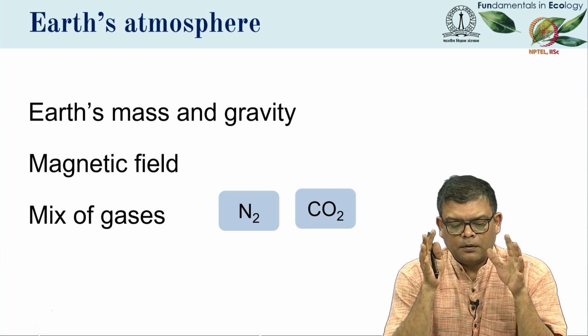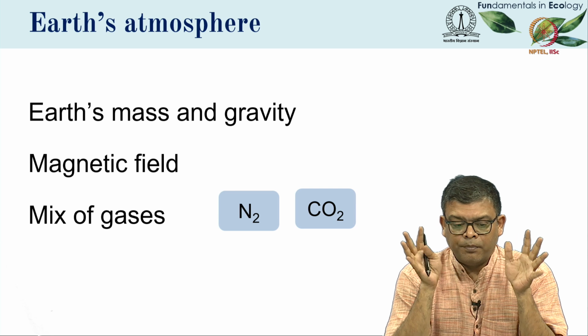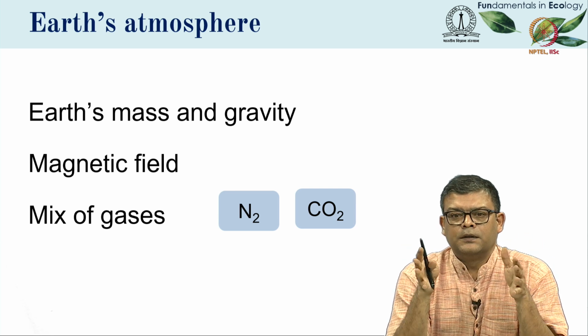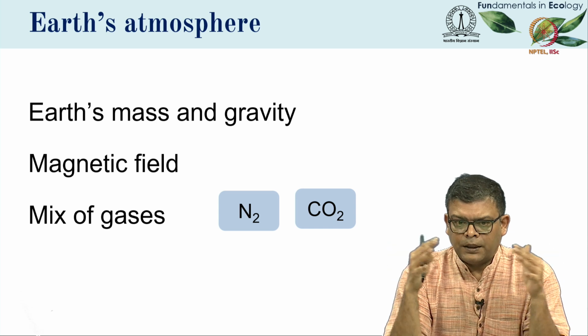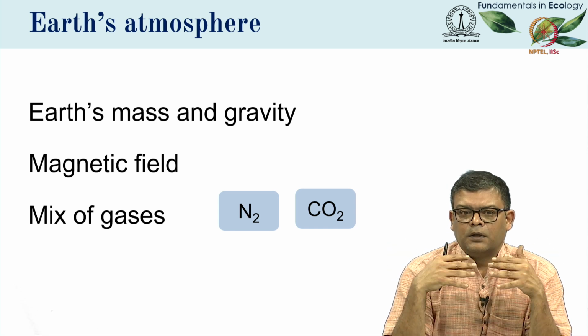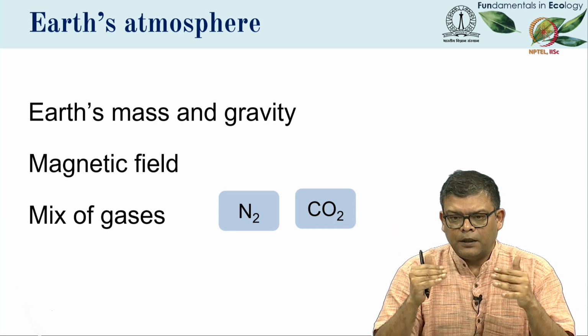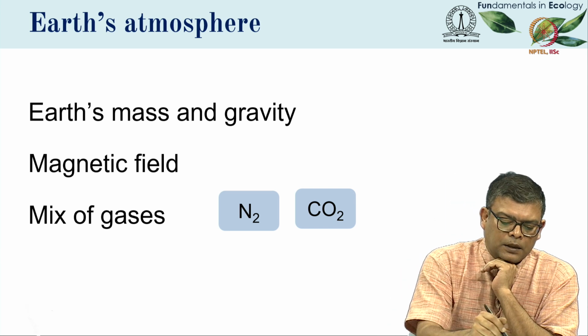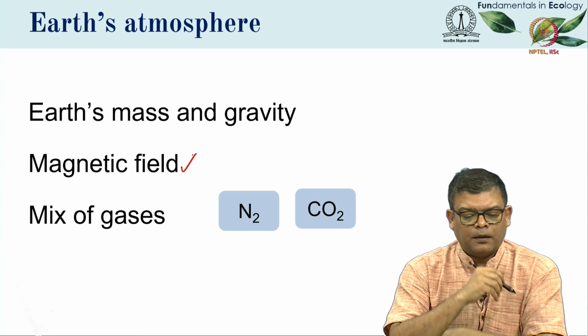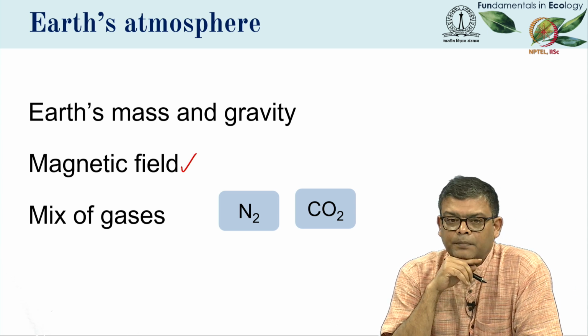So there is a critical role played by how big the Earth is, how large its gravitational attraction is, because it allows it to retain its atmosphere. These gases don't dissipate back into space, they are held together near the Earth's surface by gravity. The other major role that is played is by the magnetic field.